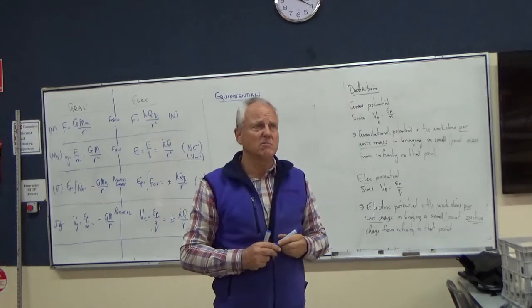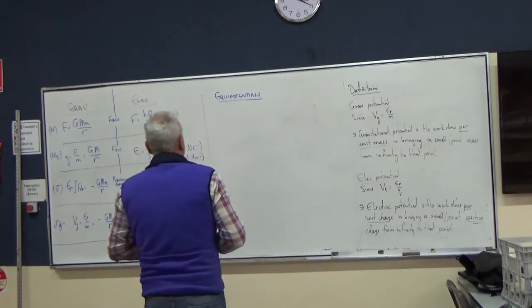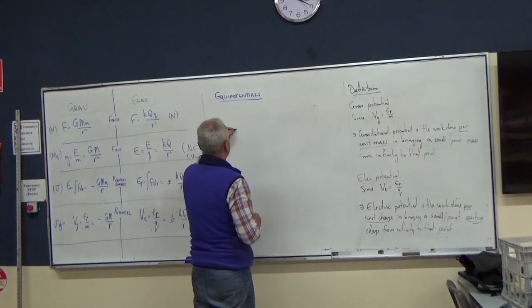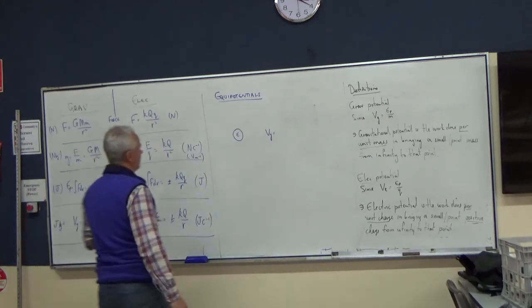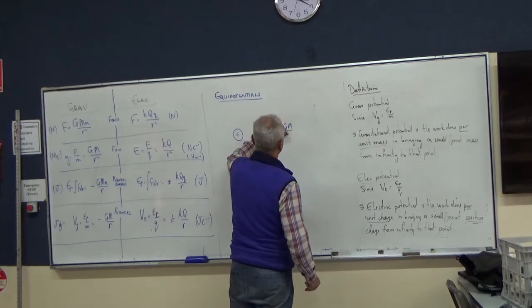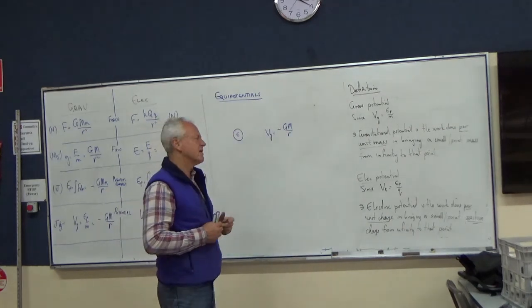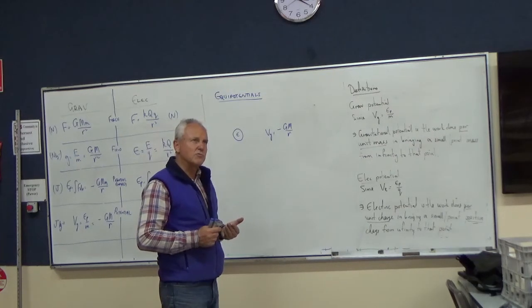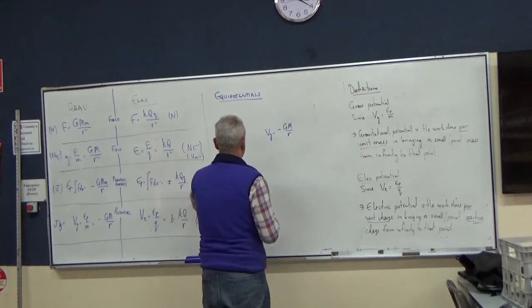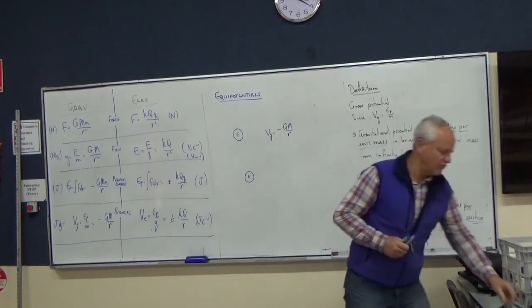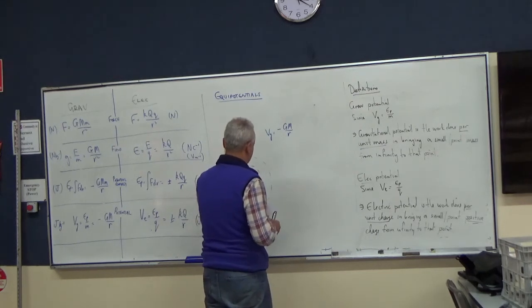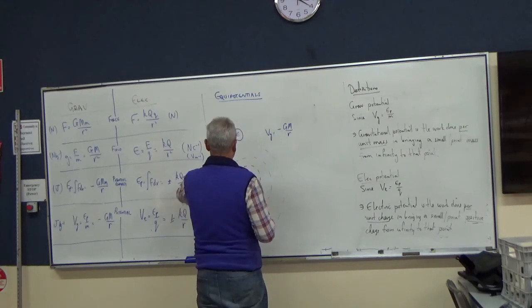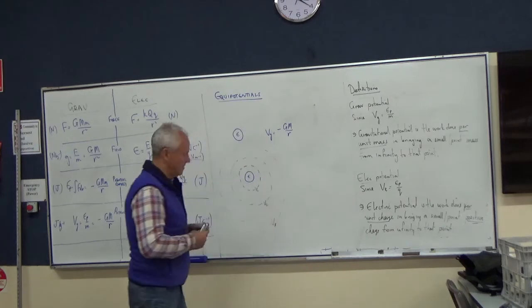Equipotentials? Well, equal potential. Now, as you move away from the Earth, the gravitational potential is negative GM on R. So that means that at a given radius, the potential will be a certain amount. So let's draw the Earth again and draw in the potential line. This would be V1, this would be V2, this would be V3.